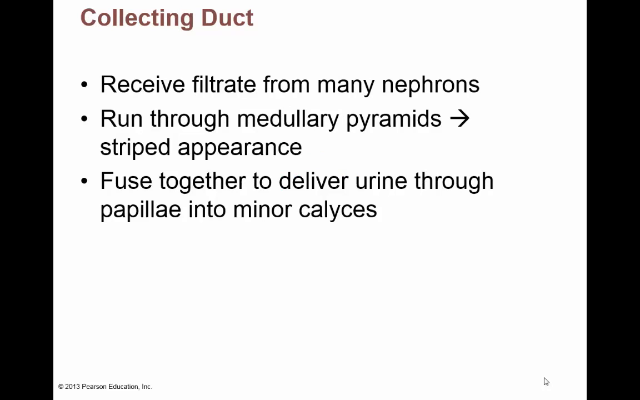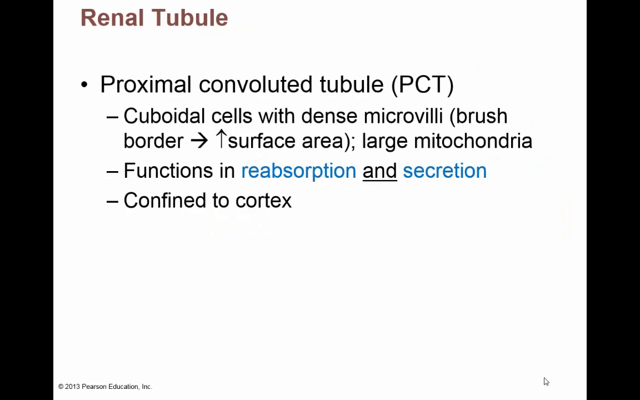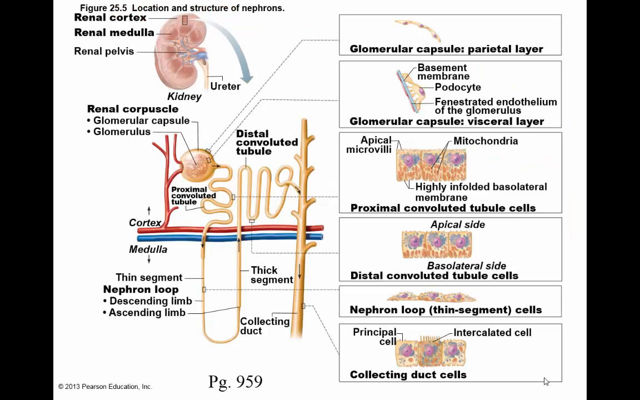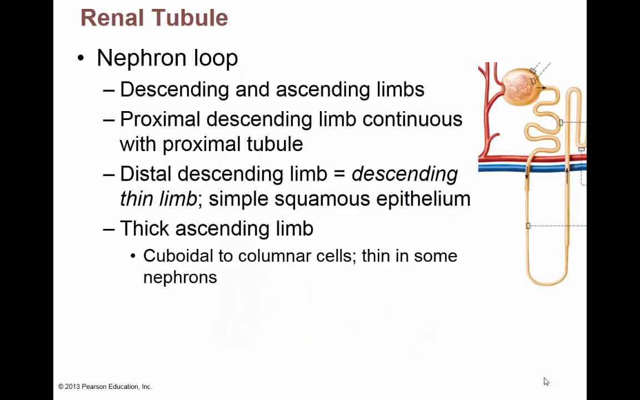And the collecting duct, its main job is to receive filtrate from many nephrons. So one collecting duct, again, multiple nephrons are going to dump into the same collecting duct. They're showing one. Every single one of these other little things sticking out, that's where another nephron is going to dump in there.